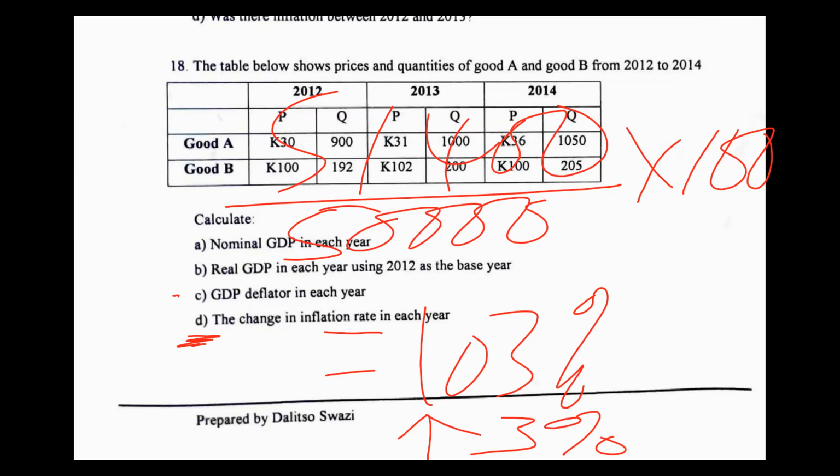So in this case, if we are saying GDP deflator for 2013, yes, it is 103%. That will be 3%. It will be 103 minus 100. Yes, 103 minus 100 is 3%. That is the inflation now. That's the question: what is the change in inflation in each year? So in 2013, the prices increased by 3%. You got that?